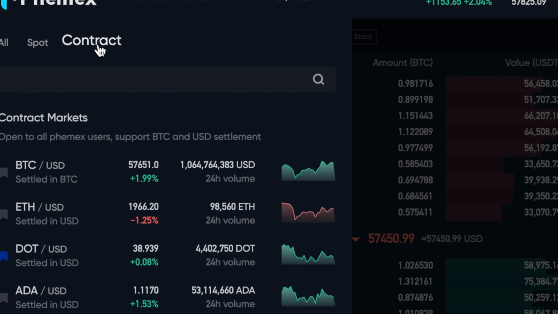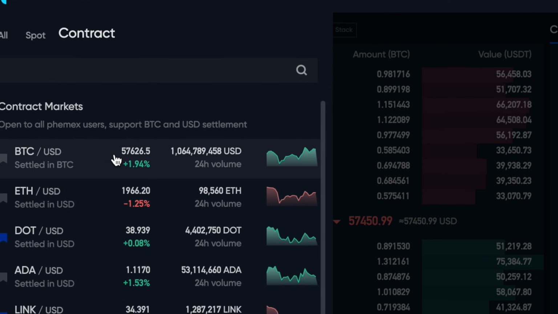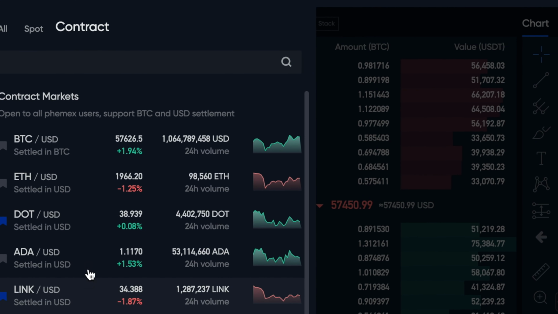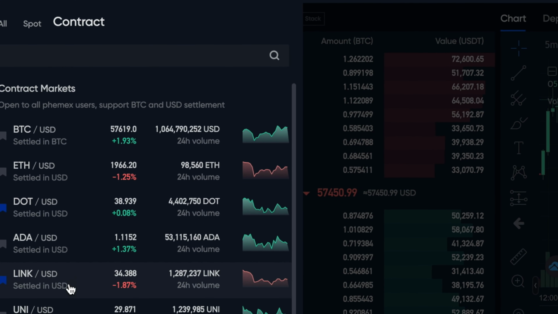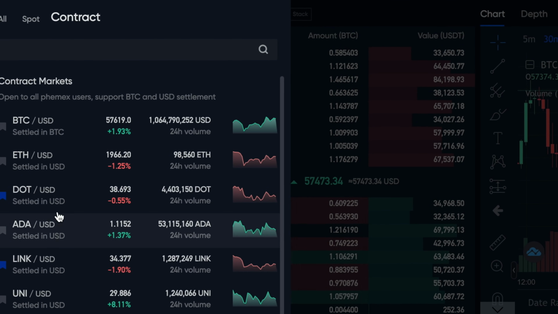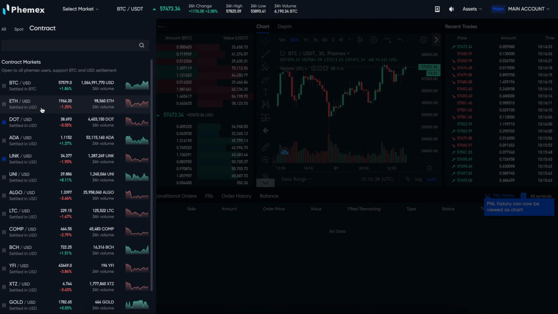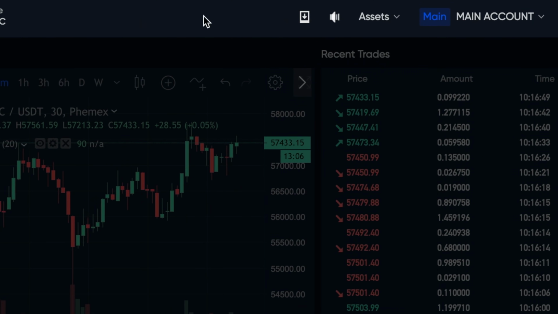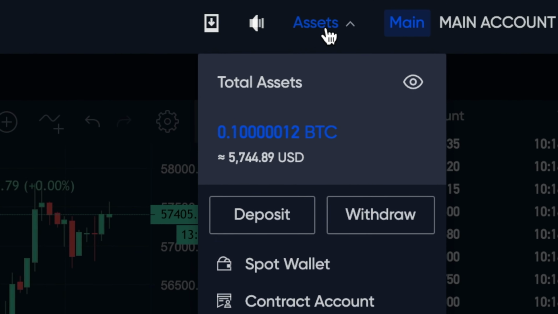So if we click on contract, this brings us to some of our different contracts or derivatives. We have Polkadot, Bitcoin, Chainlink, etc. Now, these are all settled in USD, you can see right here. So keep in mind that USD is actually different than USDT. So let me show you exactly how we would need to do this if you wanted to trade one of these other altcoins. So come back up to here where we have our assets and click on it.